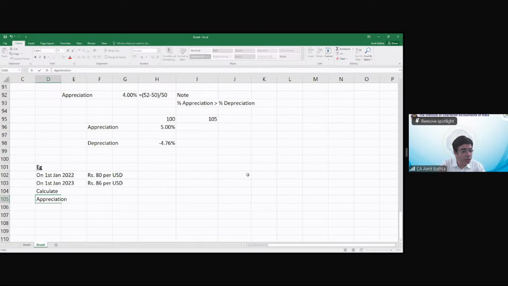So appreciation of USD, or rather I should say percentage appreciation of USD, right? And percentage depreciation of INR.